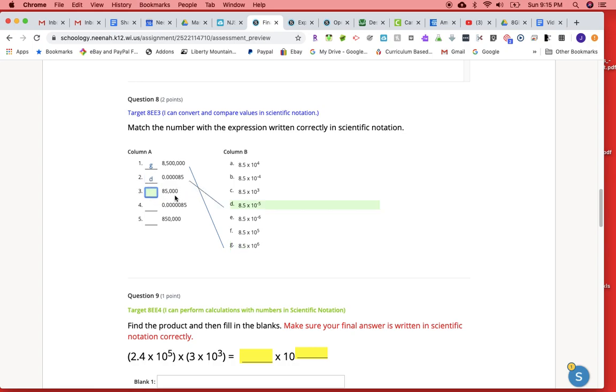85,000. Our decimal is going to fall between the 8 and the 5. It's going to be a positive exponent, being it's a large number, and we're moving it 4 places. So it'd be 8.5 times 10 to the positive 4th. So that'd be A.